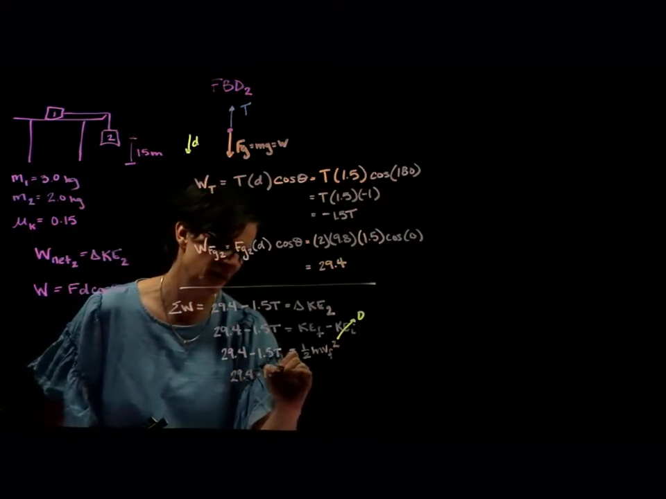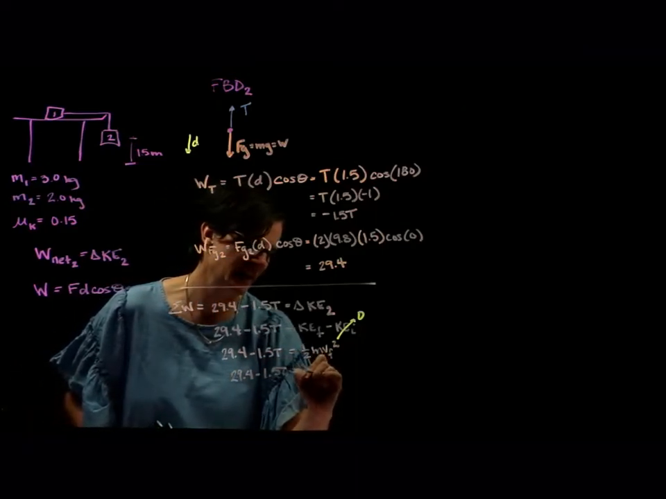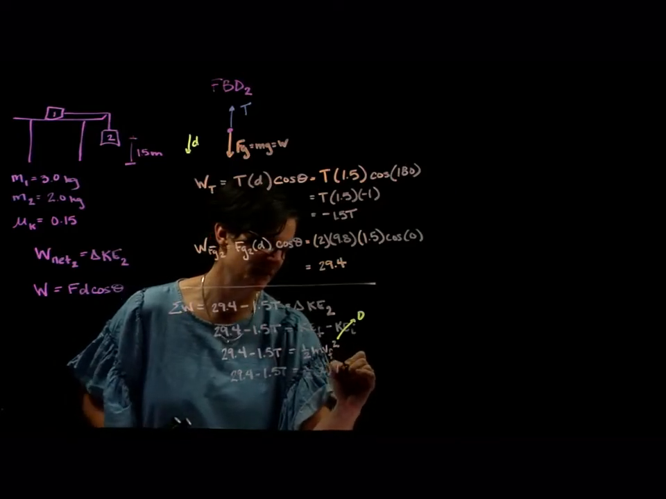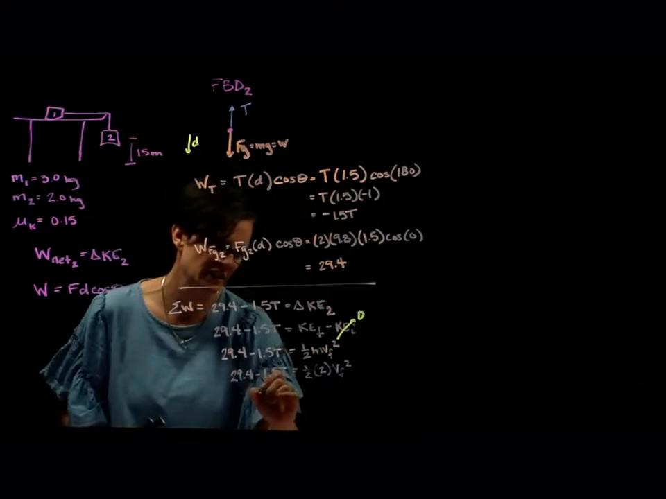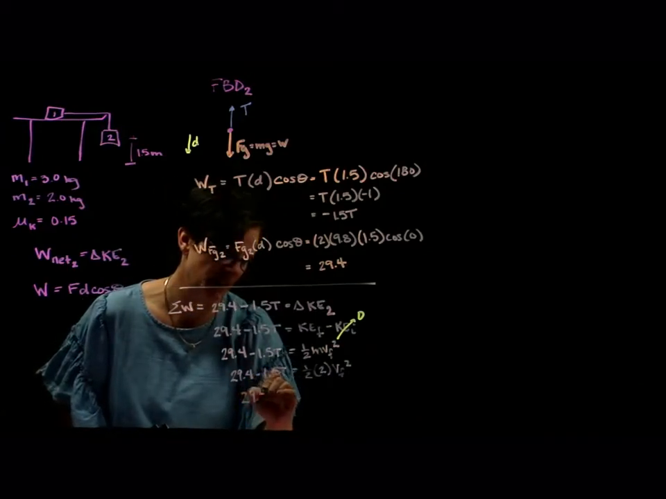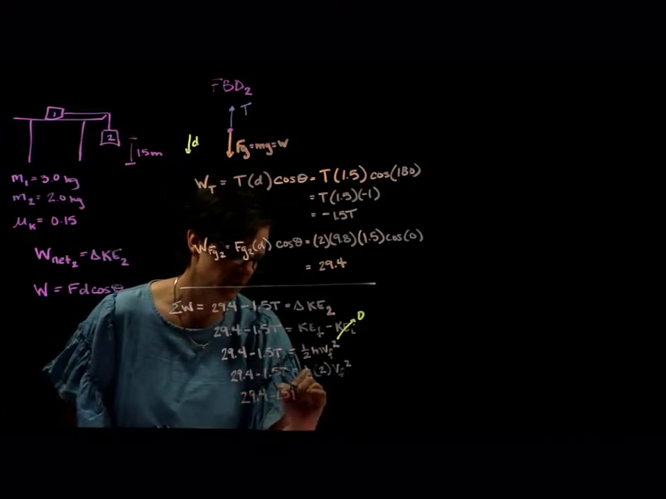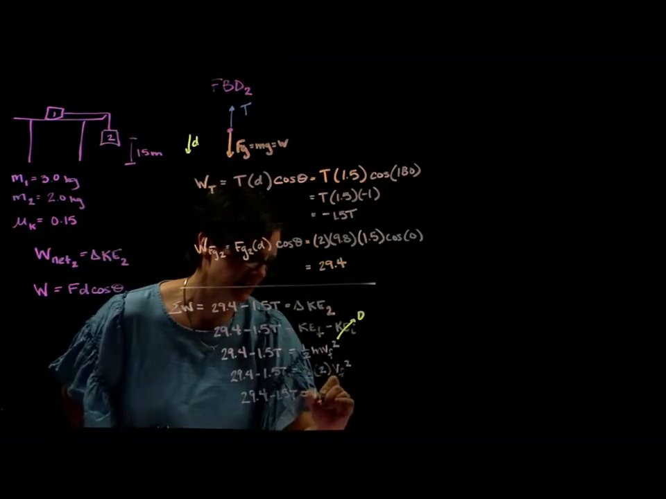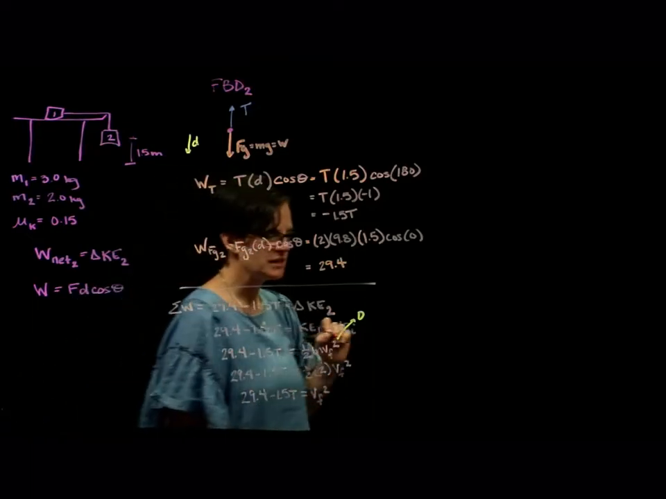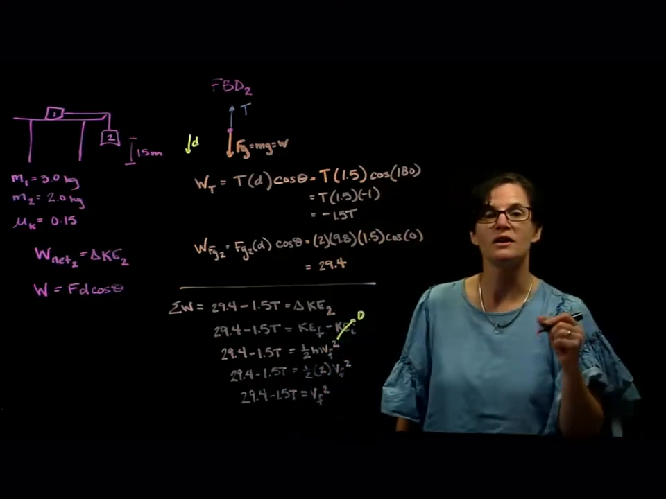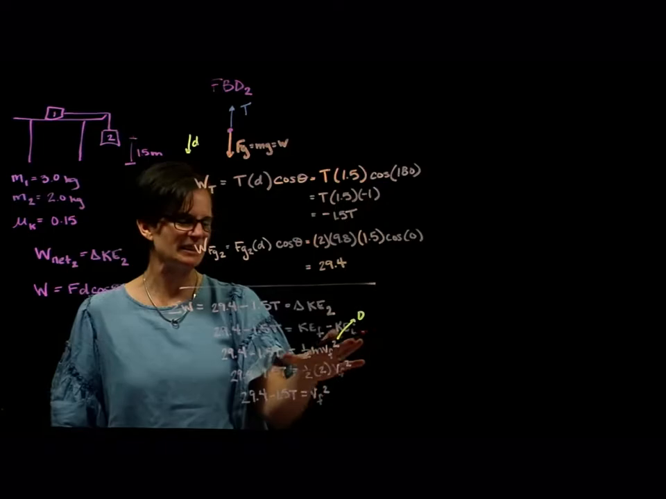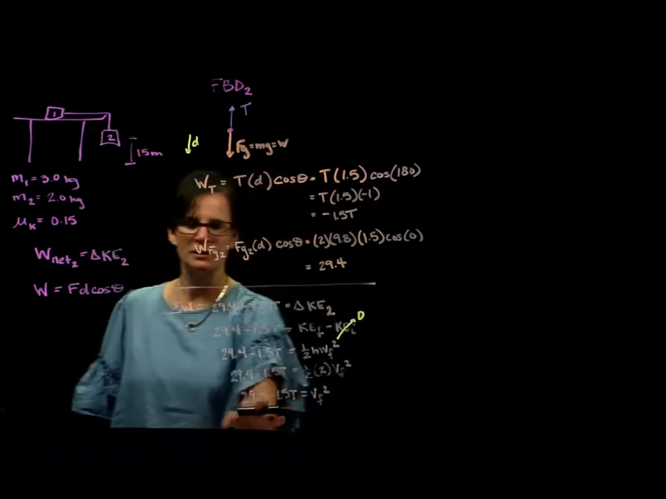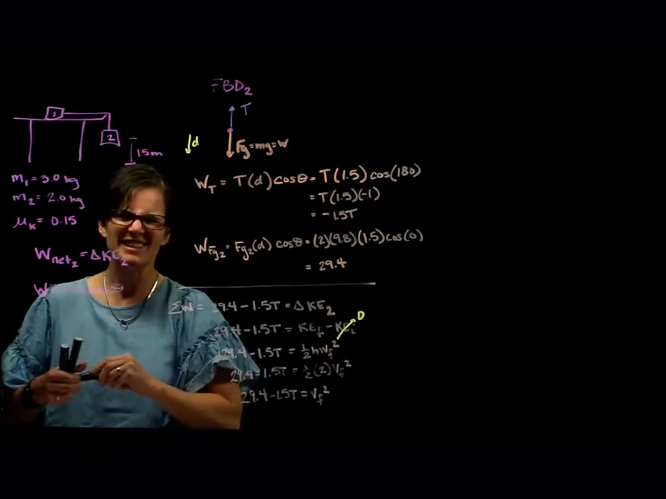29.4 minus 1.5t is equal to 1/2 times 2 times V final squared. We're going to see we don't have V final, so let's just finish this relationship so we can see that we have 2 unknowns. All right, so we're left with this relationship with 2 unknowns. And keeping in mind, we're probably going to need a little bit more board space, maybe not, but I'm going to rewrite this relationship over here just to keep it straight.